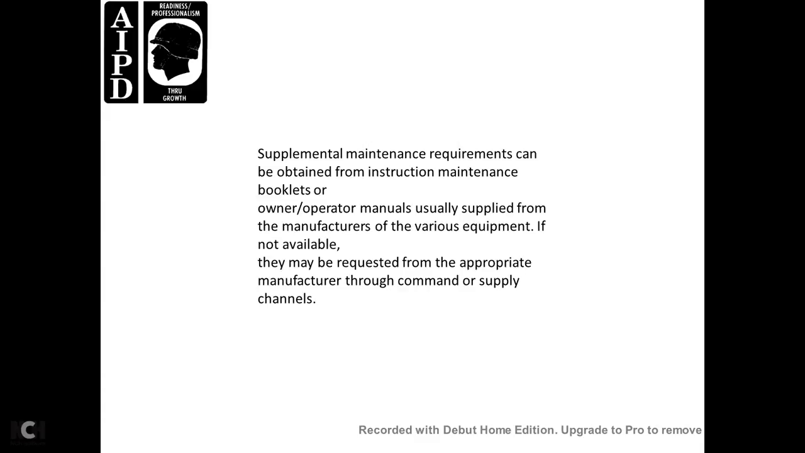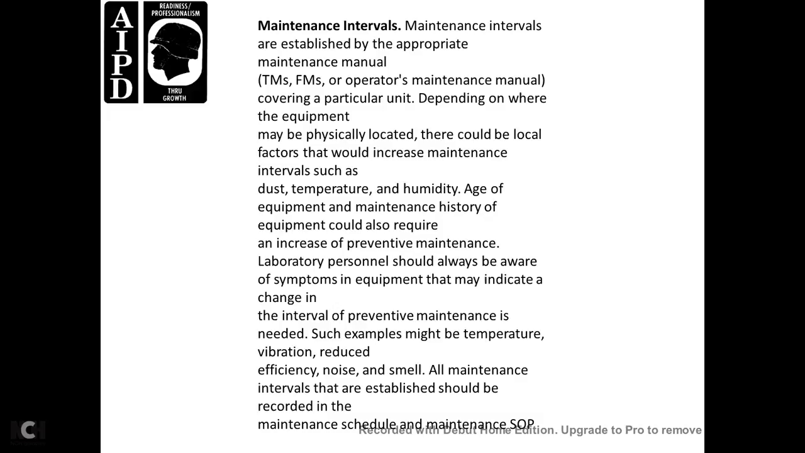Supplemental maintenance requirements can be obtained from the instruction maintenance and the operator's manual supplied by the manufacturer of various equipment. If not available, they may be requested from the appropriate manufacturer through command and supply channels. Maintenance intervals: maintenance intervals are established through appropriate maintenance manuals, technical manuals, field manuals, and operator maintenance manuals governing the particular unit, depending on where the equipment may be physically located.